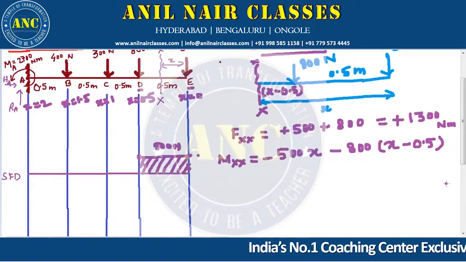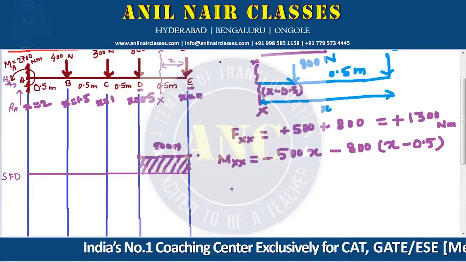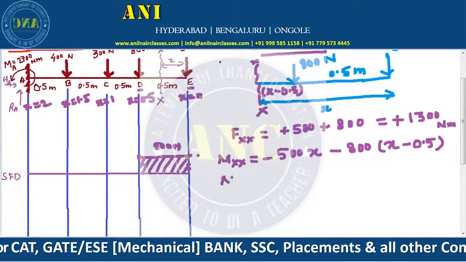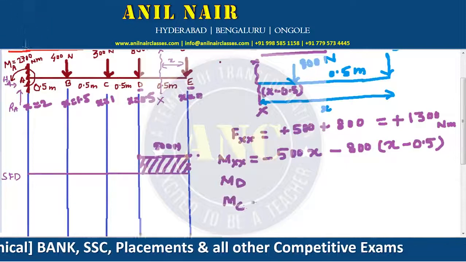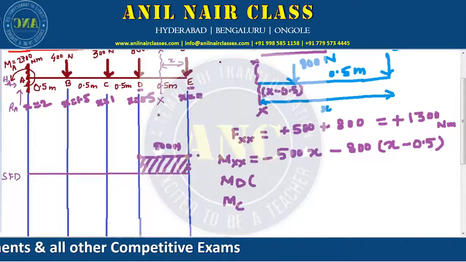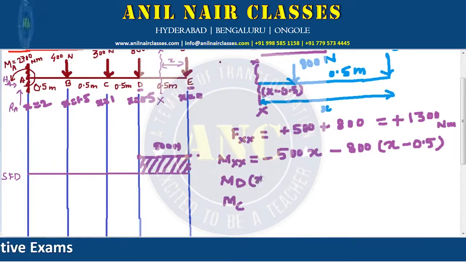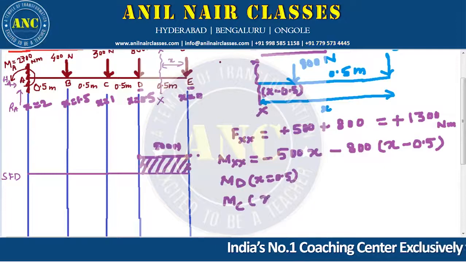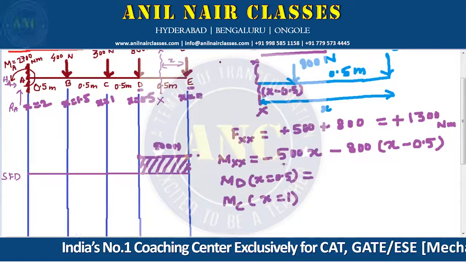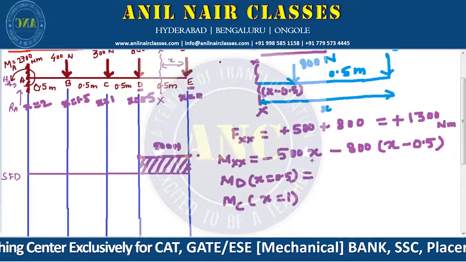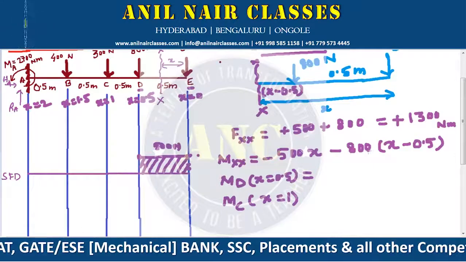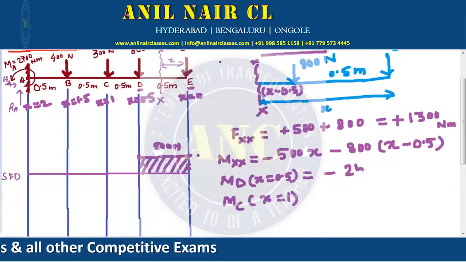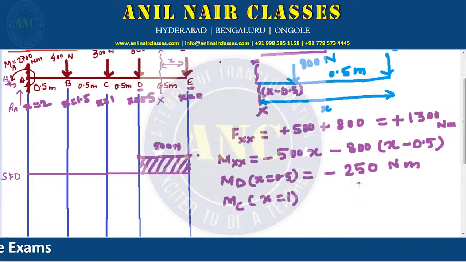Now here moment, there is a multiple of X. So we need to find for which section we are talking. We are talking CD, that is we need to find the value of M at D and M at C. M at D, what is the value of X? X is equal to 0.5. At C, what is the value of X? X is equal to 1. So now when I put the value of X equal to 0.5, that is minus 500 into 0.5 minus 800 into 0.5 minus 0.5, get cancelled. So here we get minus 250 Newton meter.